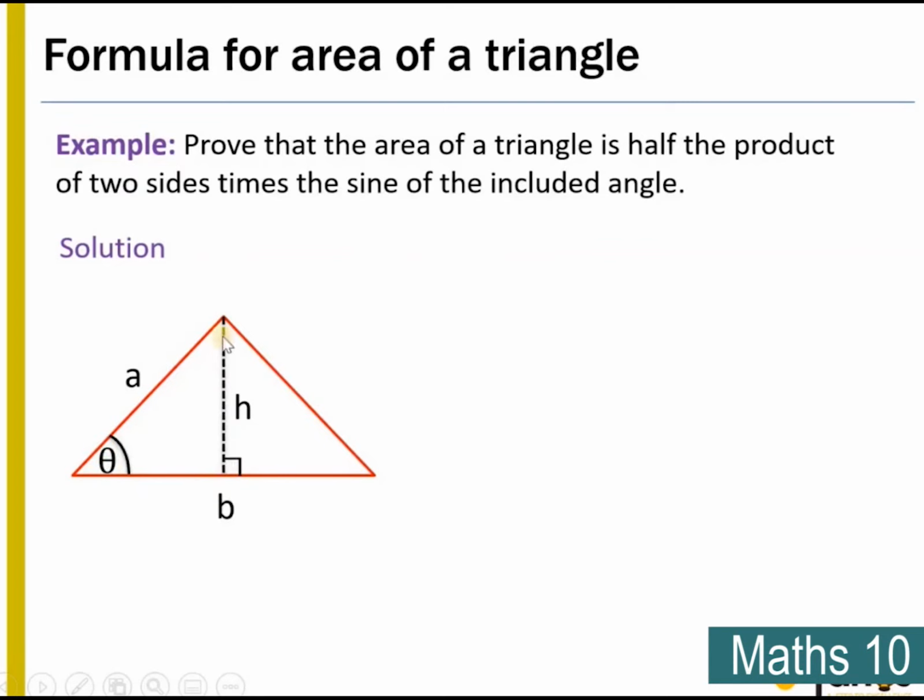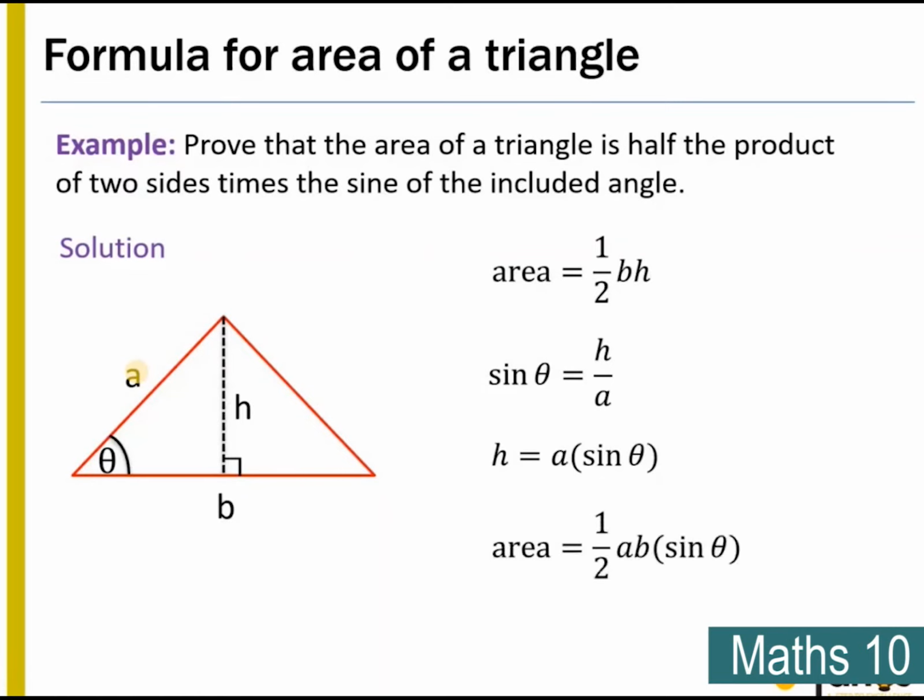If we draw in the height of the triangle H, which meets the base at 90 degrees, then we know that the area of a triangle is half times base times height, so half BH. What we need to do now is rewrite H in terms of A, B and theta. We know that sine theta is opposite over hypotenuse, which is H over A. So we can rewrite H as A times sine theta. So the area of the triangle is a half times A times B times sine theta.